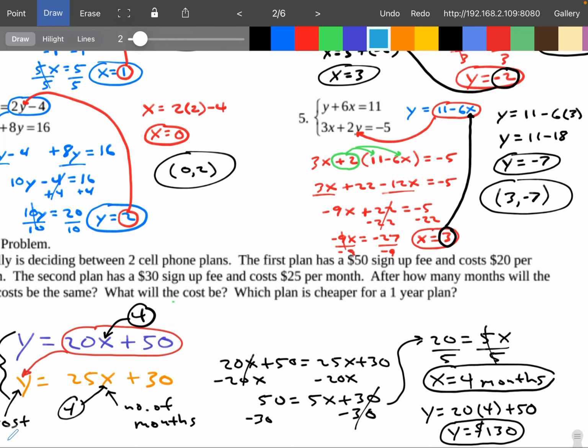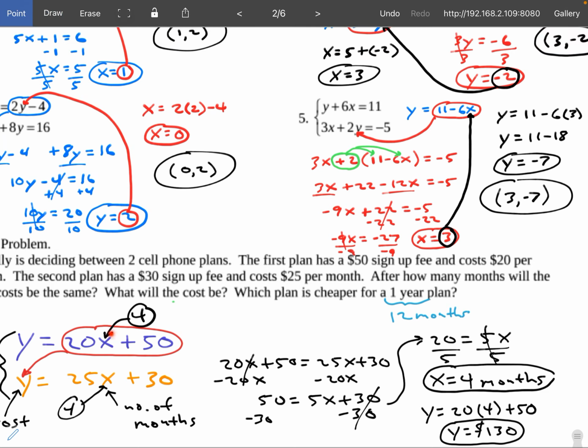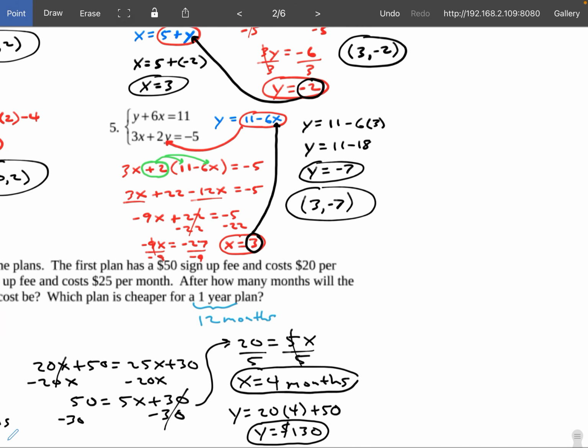But then on this one, there's actually a third question. The third question is, which plan is cheaper after 1 year? Well, 1 year is how many months? 12. Yeah. So 1 year is 12 months.